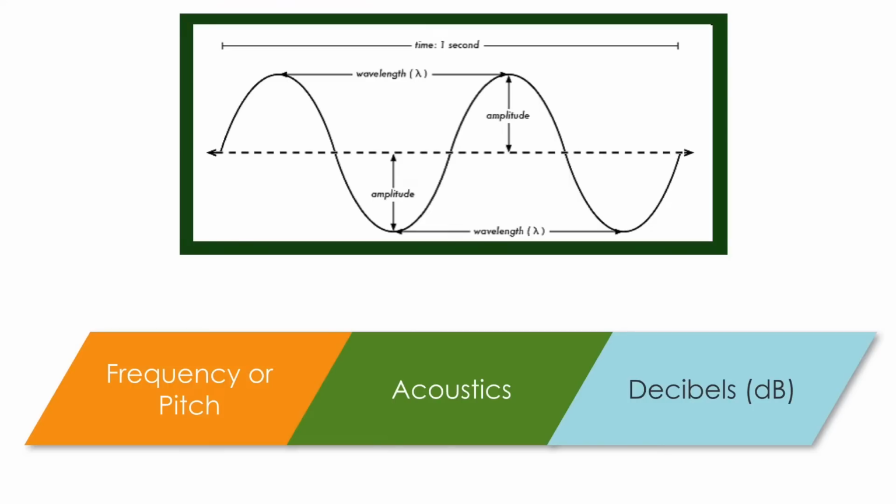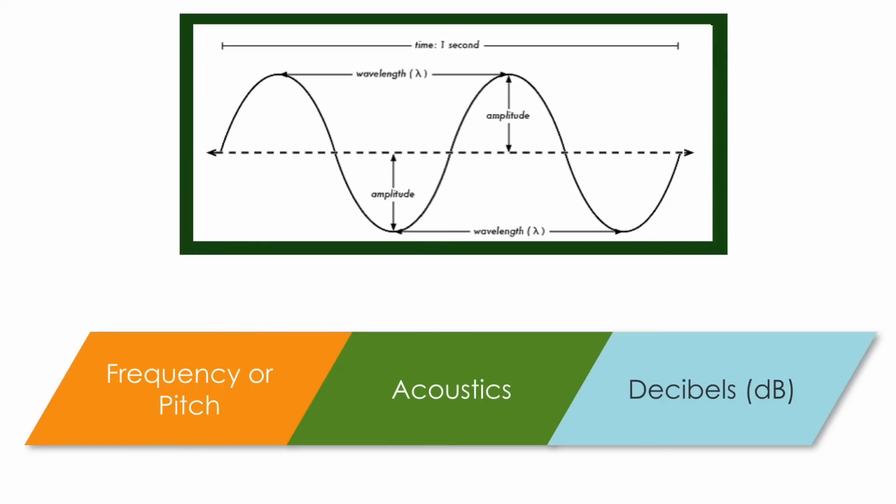Basically, ultrasound can be heard by animals like dogs and also bats. A dog can hear sound as high as 45,000 Hz, and bats, kelawar, can hear up to 100,000 Hz. Okay, next we discuss acoustics.